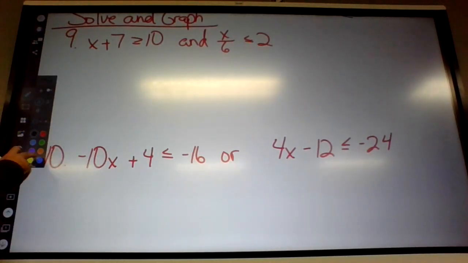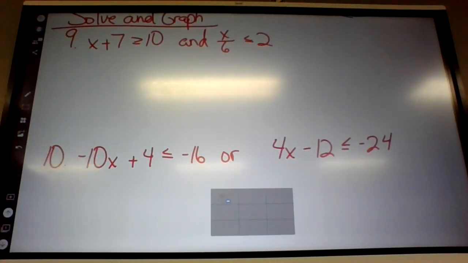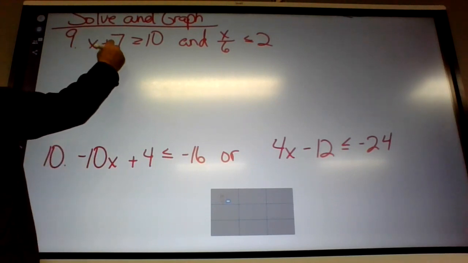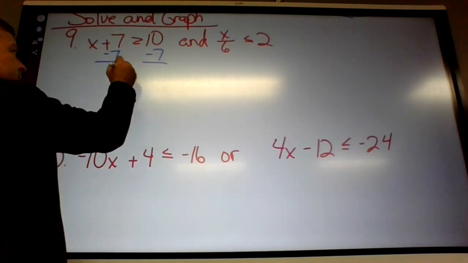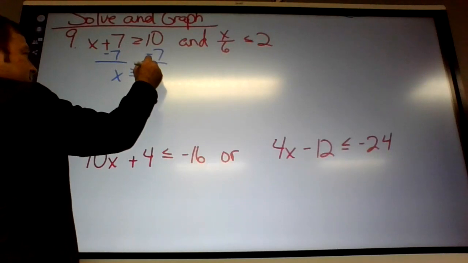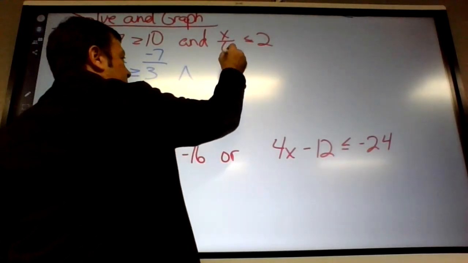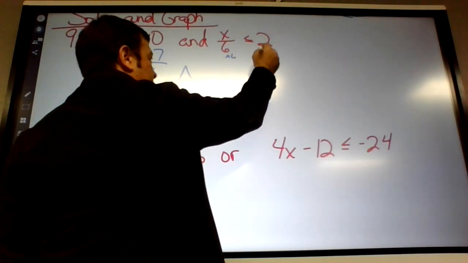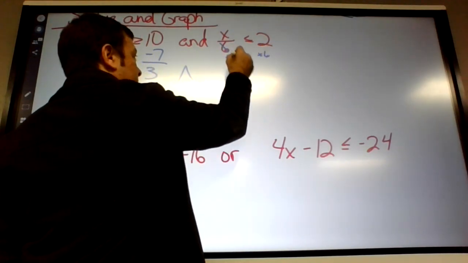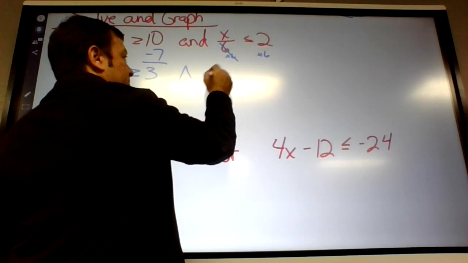What should we do on 9? First we subtract 7. Subtract 7. On the other thing, you multiply by 6. Okay, times 6. The divide 6 cancels out.